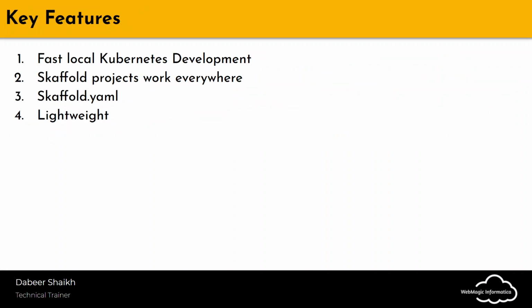It gives you the following key features. It makes the local Kubernetes development process fast. Skaffold can be used anywhere. It can be used on your local machine, and it can be used on cloud. When I say cloud, it can be integrated with Google Cloud Build service. The entire workflow is defined inside one single file known as the skaffold.yaml file.